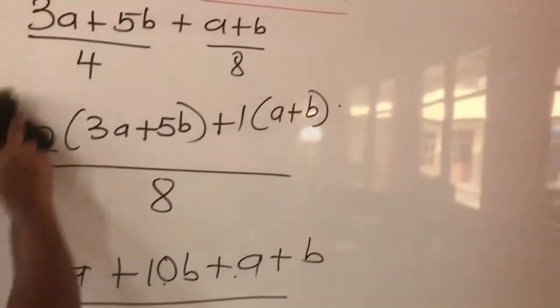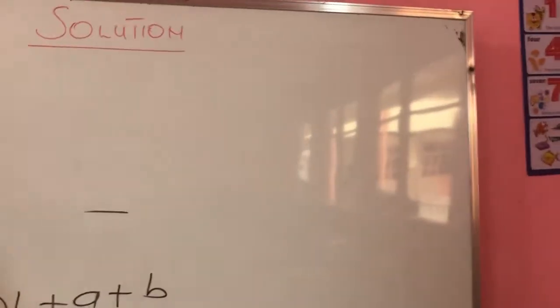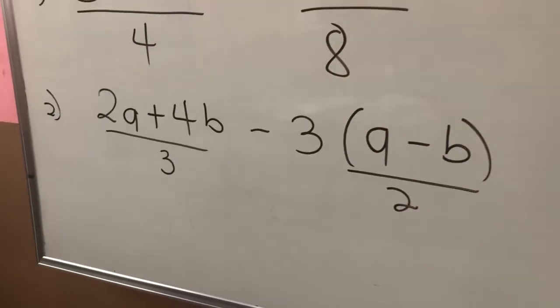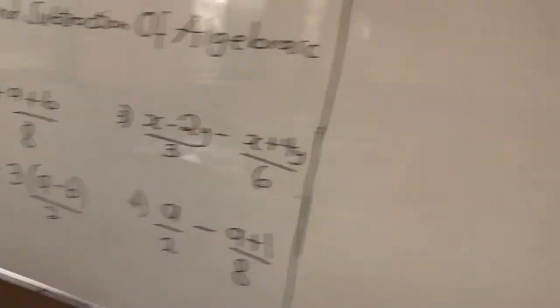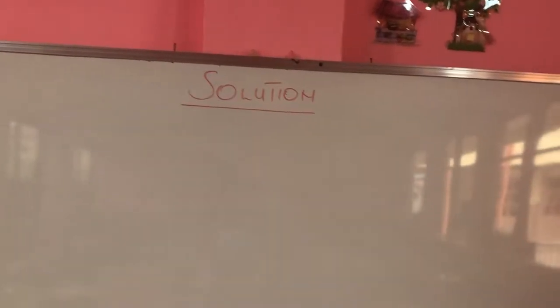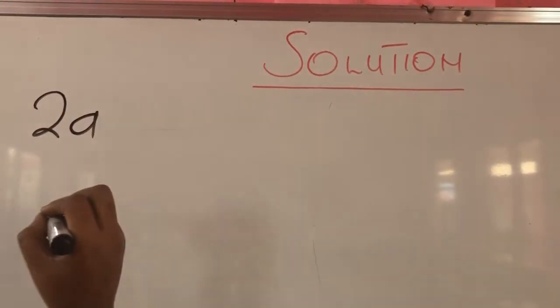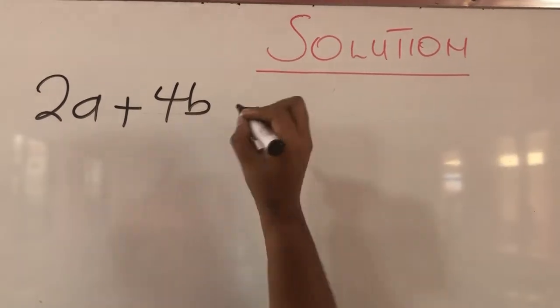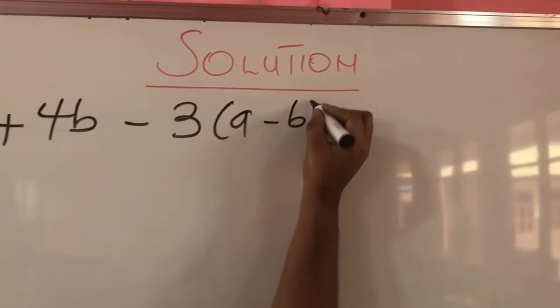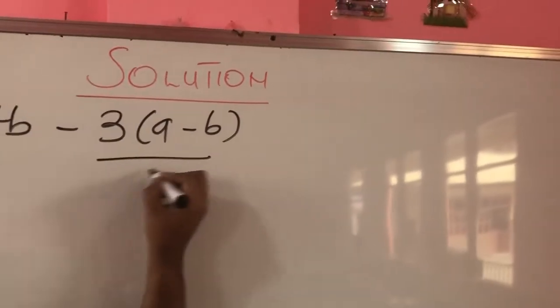So I take the second question. Okay, the second question is 2A plus 4B all minus 3A minus B. This one is over 2, and this one is over 3, and this one is over 2.